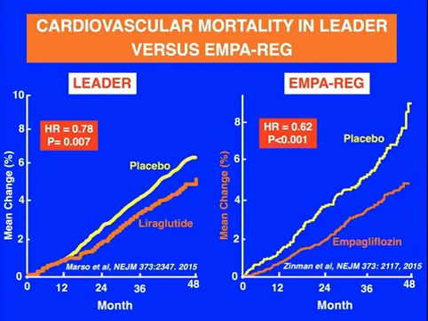In contrast, look to the left in the LEADER study. So with Victoza, a GLP-1 receptor agonist, it takes at least 12 months for the orange and the yellow curves to separate. So again, these drugs are working by very different mechanisms.